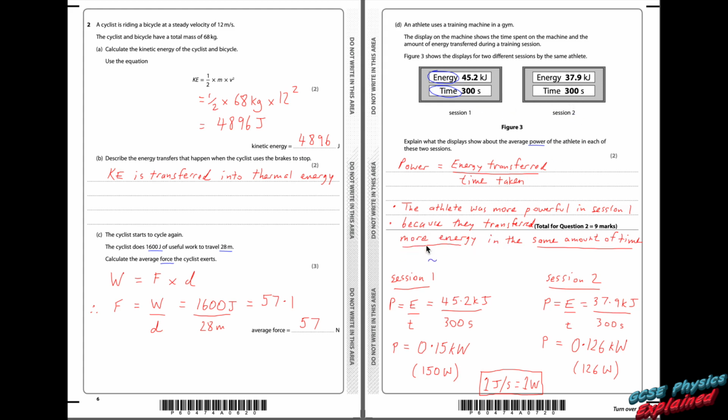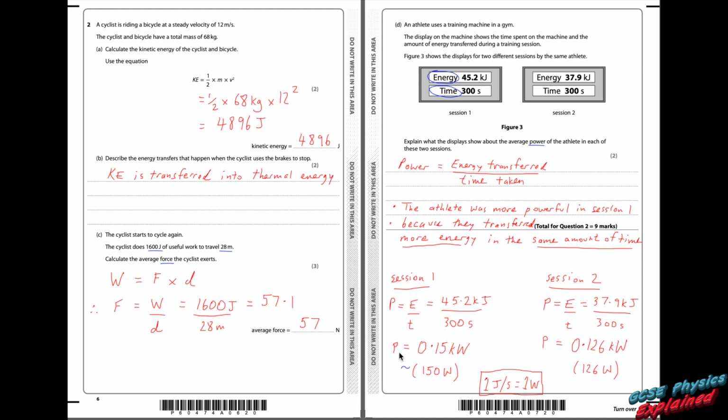So they transferred more energy in the same amount of time. That's why they were more powerful in session 1. Now, if it was worth more than 2 marks, you could actually then go on to work out what the power was by doing the energy for the session divided by the time of the session.